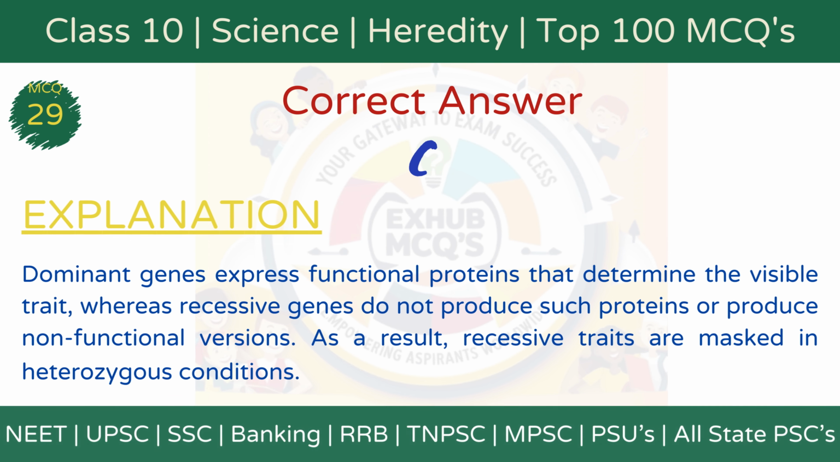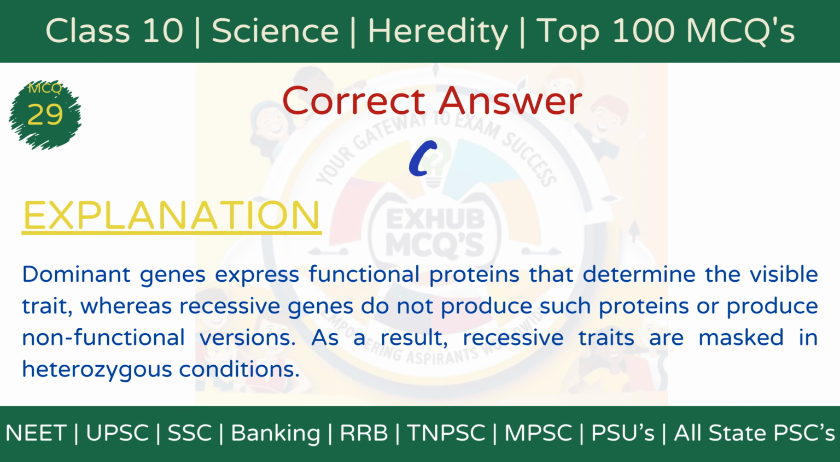The correct answer is option C, dominant genes suppress recessive ones. Explanation. Dominant genes express functional proteins that determine the visible trait, whereas recessive genes do not produce such proteins or produce non-functional versions. As a result, recessive traits are masked in heterozygous conditions.